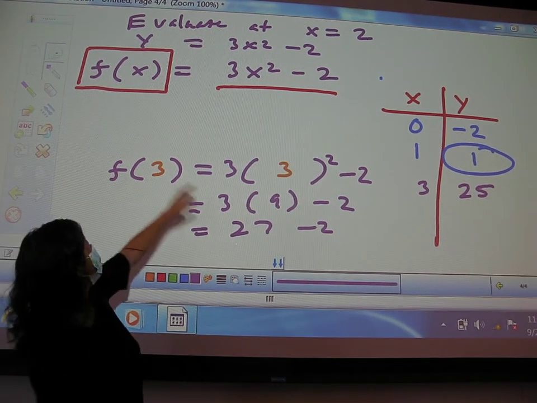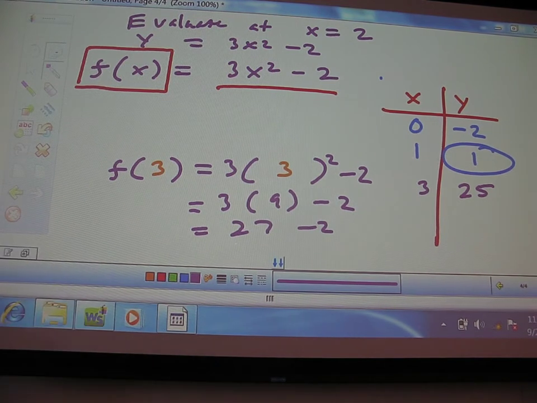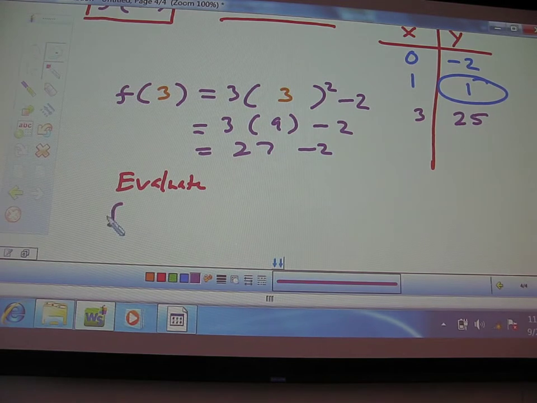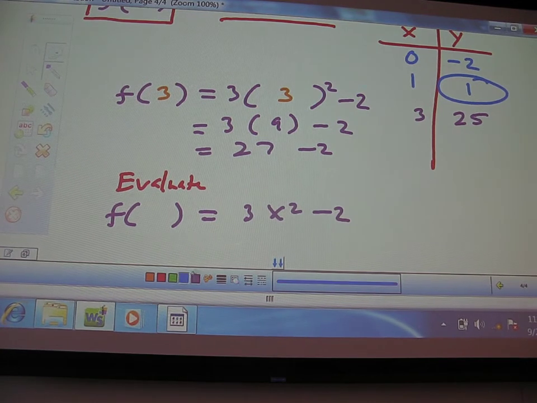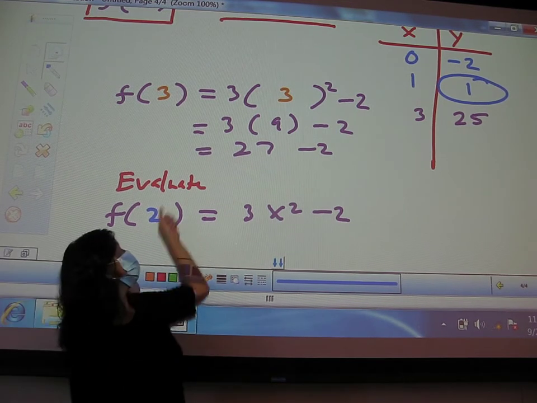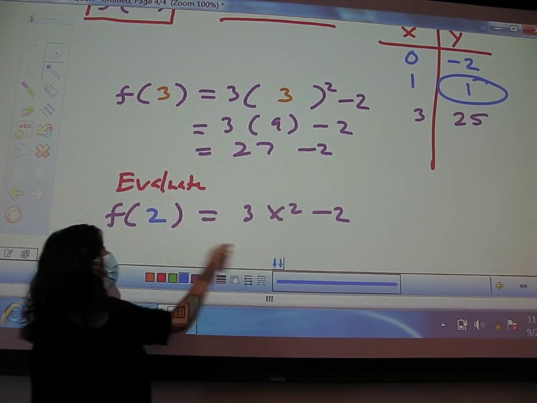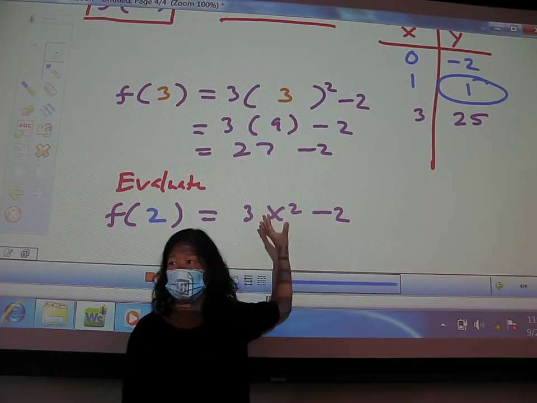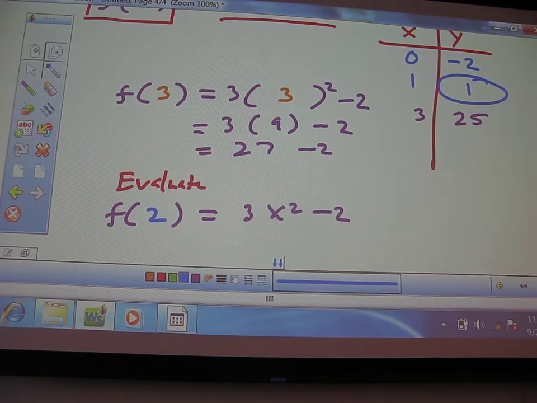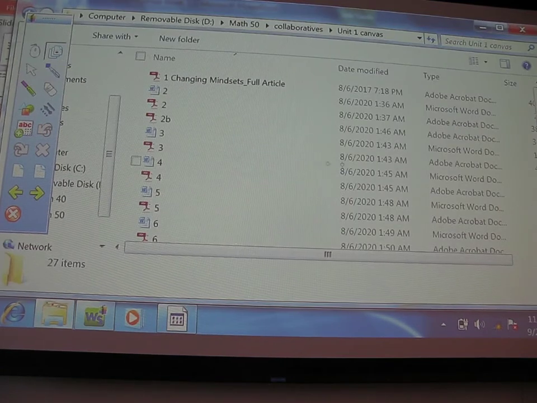They might say evaluate, and they leave the f of 3 here. It's possible they do something like this. Evaluate, and they give you a number in here like 2. What they're saying is, what's my x? X is 2. So put in 2 for x, and then figure out what my y is, figure out what this is. Good? Cool. All right, thanks for asking that question, that's fabulous. I appreciate that. So I'll make it clear for all the rest of you.